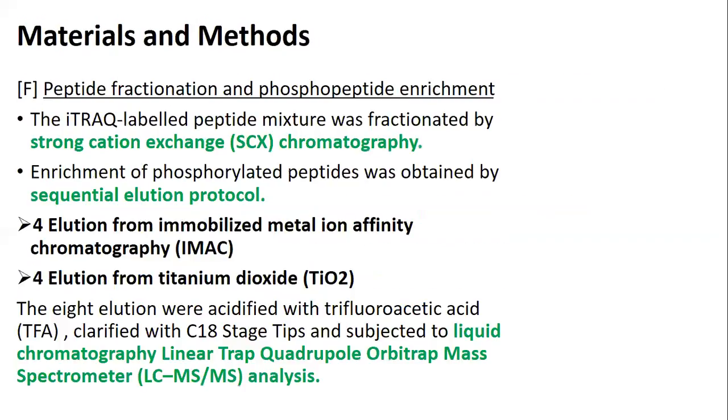Peptide fractionation and phosphopeptide enrichment. The iTRAQ-labeled peptide mixture was fractionated by strong cation exchange chromatography. Enrichment of phosphorylated peptides was obtained by a sequential elution protocol: 4 elutions from immobilized metal ion affinity chromatography, and 4 elutions from titanium dioxide. The 8 elutions were acidified with TFA, clarified with C18 StageTips, and subjected to liquid chromatography, linear trap quadrupole Orbitrap mass spectrometer analysis.